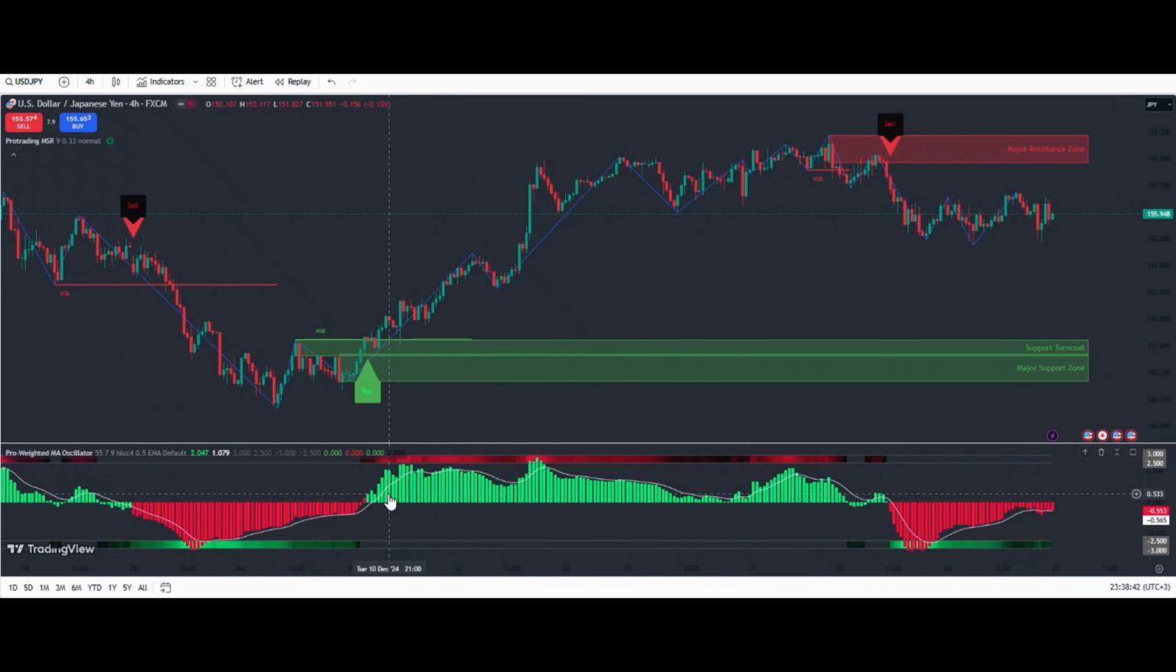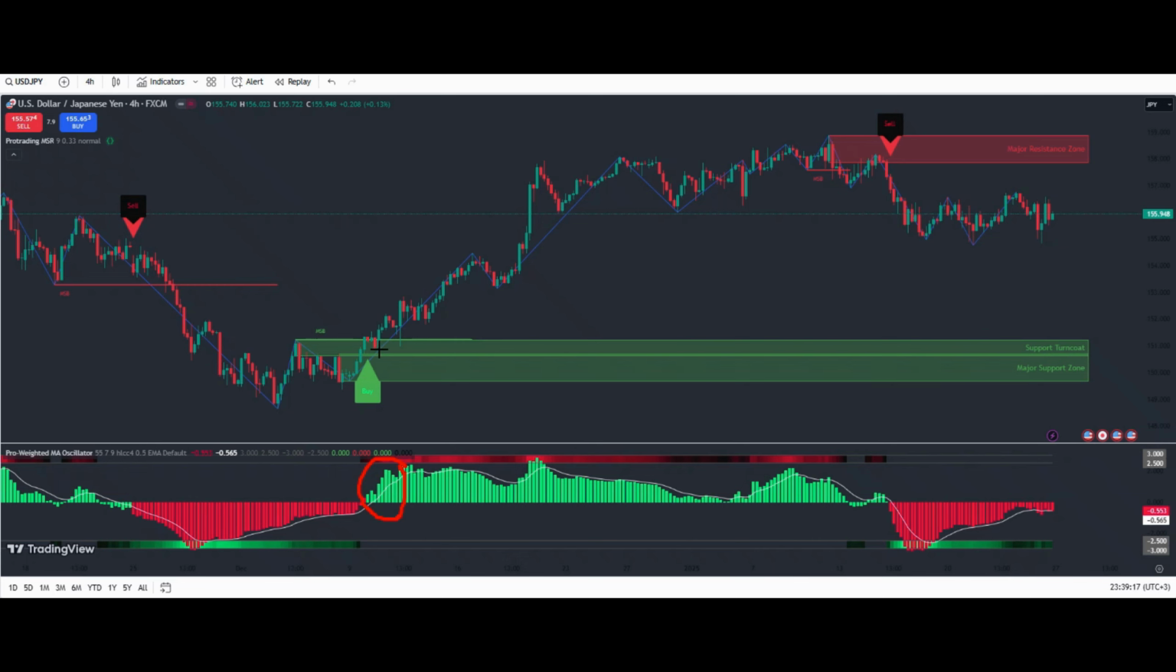So why do we combine these two indicators together? The oscillator will help us to understand where the momentum of the market is building. Take for example, at this point you see that the oscillator has changed the color from red to green. This is telling us that we are building up a buy momentum, because this is what the oscillator does. The oscillator gives us the momentum in the market.